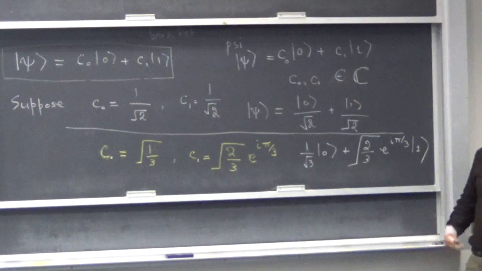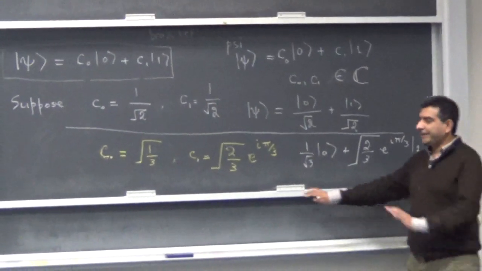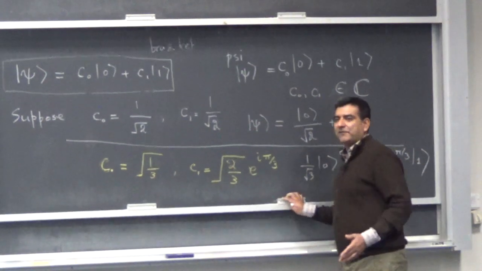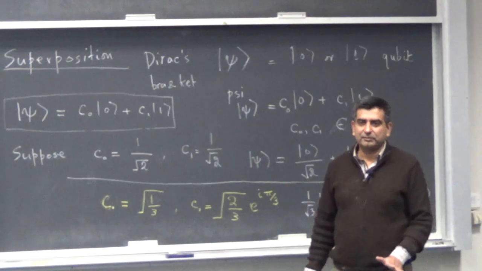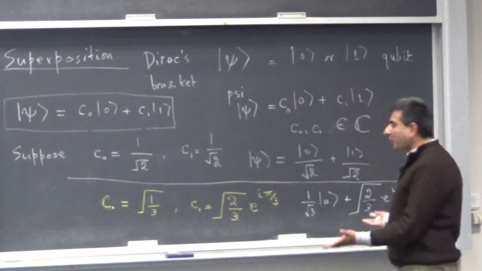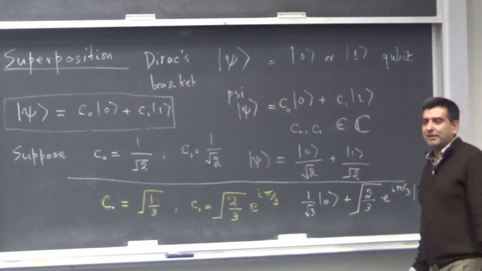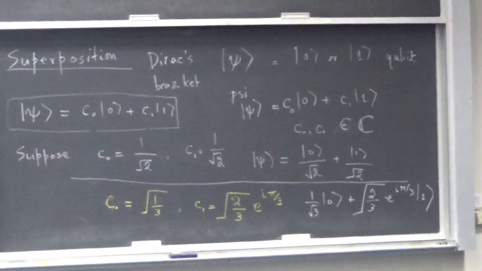Now what does all of this mean? At least I've made a postulate. I've given you some examples of superpositions. So let's see what all of this means. And I will turn back to the example of a photon.